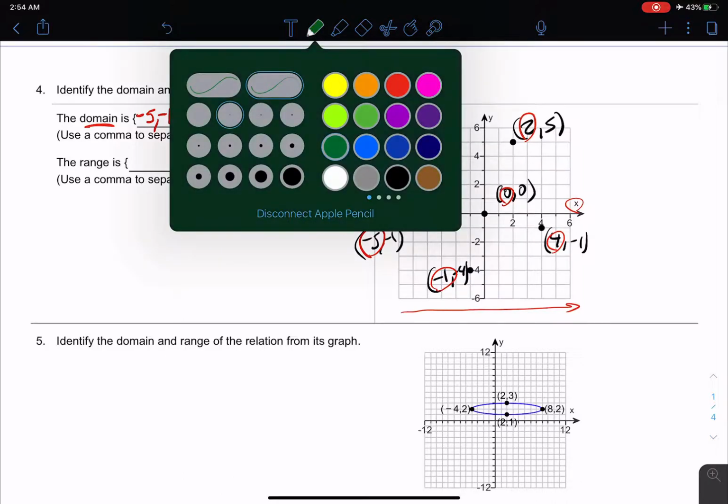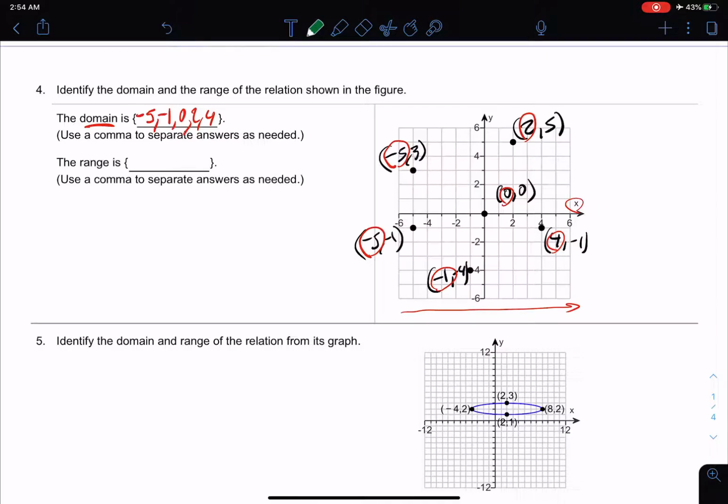Now the y values. If I start down here, it's a -4. As I'm moving up, I see a -1 here and a -1 there. You only write it once. Then I see a y value of 0, a y value of 3, and finally a y value of 5. And that is your range.